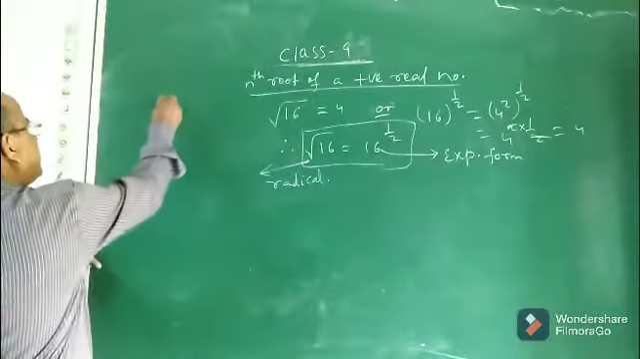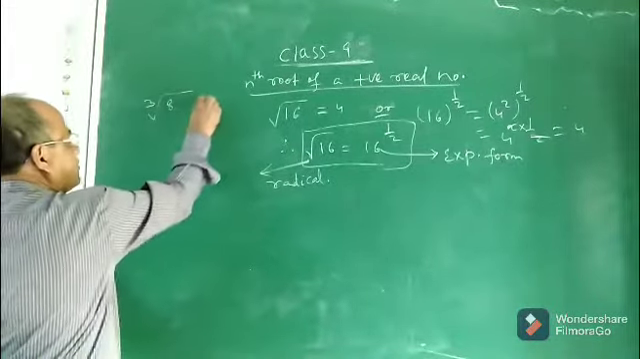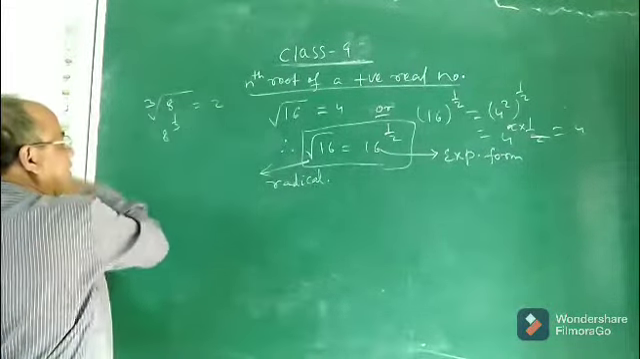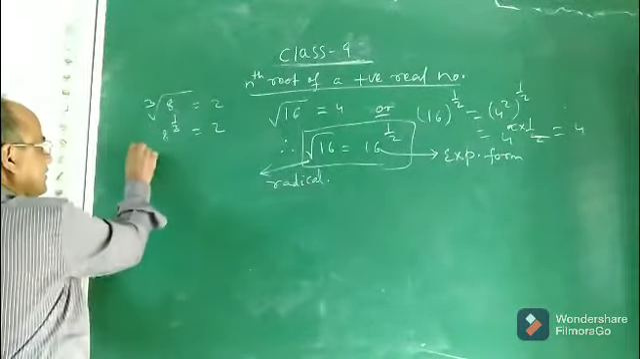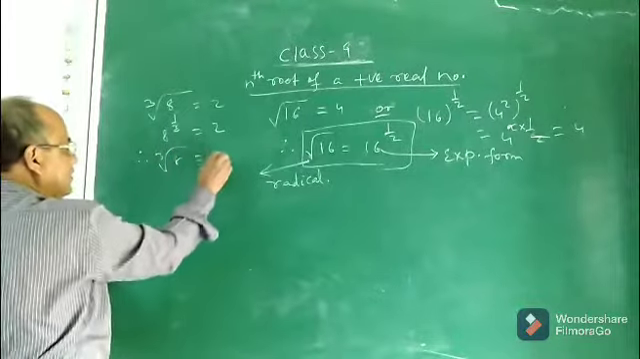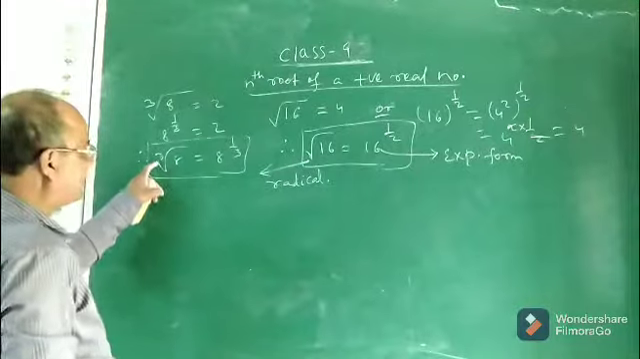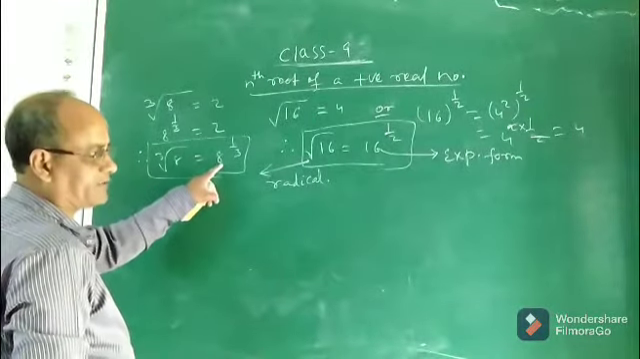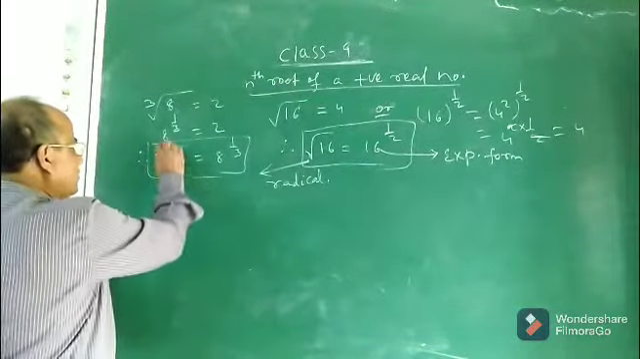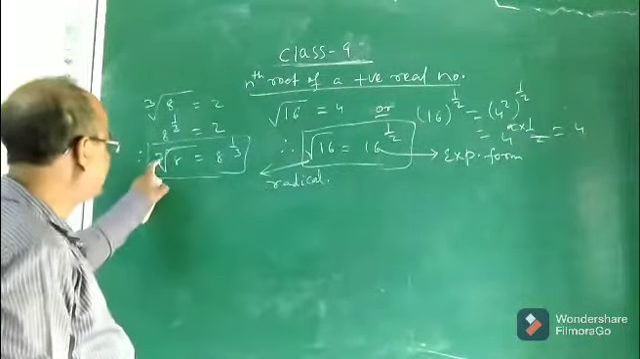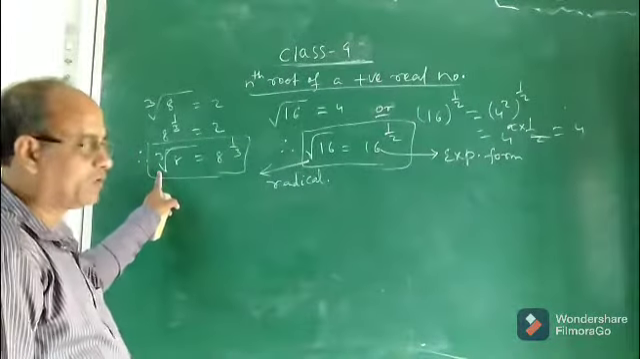I am giving another example. Suppose if I ask you what is the cube root of 8? Cube root of 8 is 2. And if I ask you 8 to the power 1 by 3 is how much? The answer will again be 2. So that means cube root of 8 is equal to 8 to the power 1 by 3. So cube root of 8 is your radical form, and 8 to the power 1 by 3 is your exponential form. This square root symbol is the sign of radical. It is cube root of 8, it is 8 to the power 1 by 3. Exponential form, radical form.